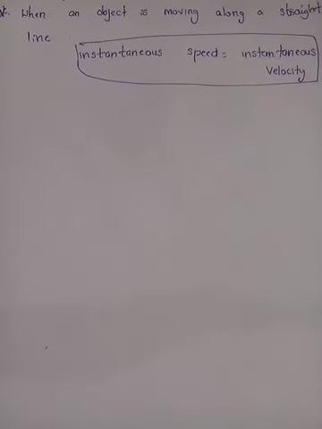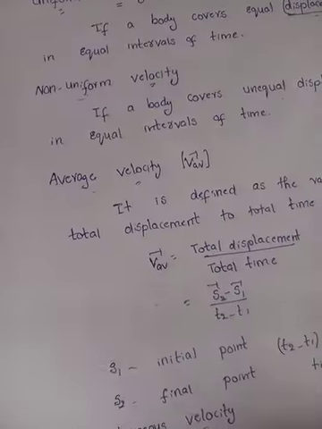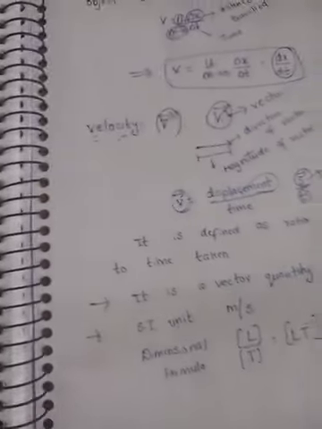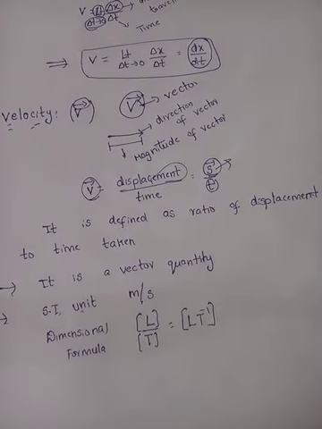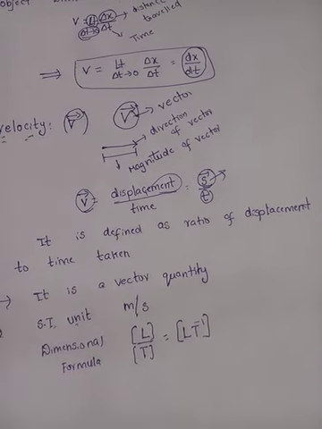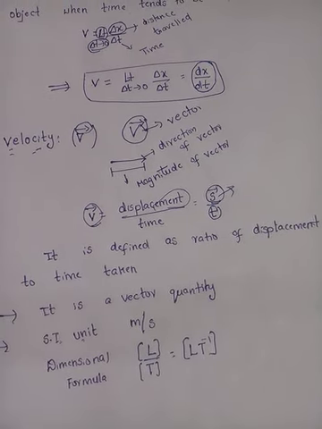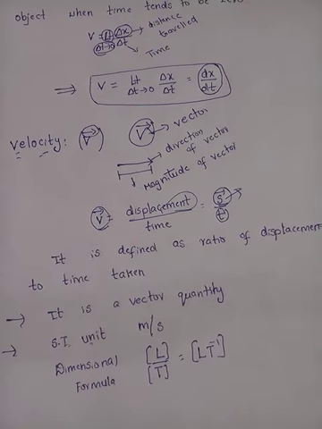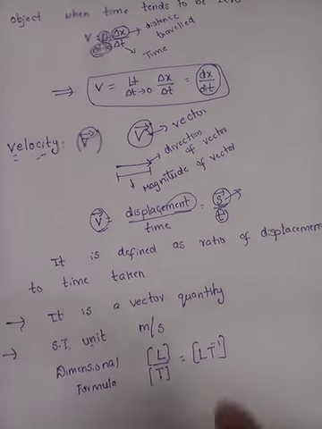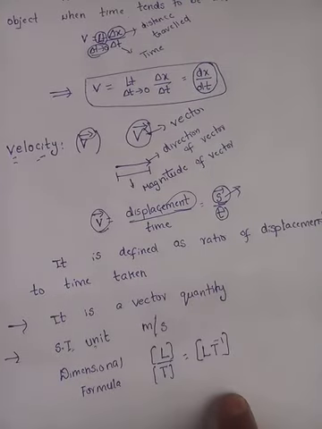If you learn speed, it is very easy to understand velocity. What is velocity? It is defined as the ratio of displacement to time taken. Since velocity depends upon displacement, which is a vector quantity, velocity is also a vector quantity. Velocity may be positive, negative, or zero. The SI unit is the same for speed and velocity, meter per second, and the dimension formula is L t power minus 1.